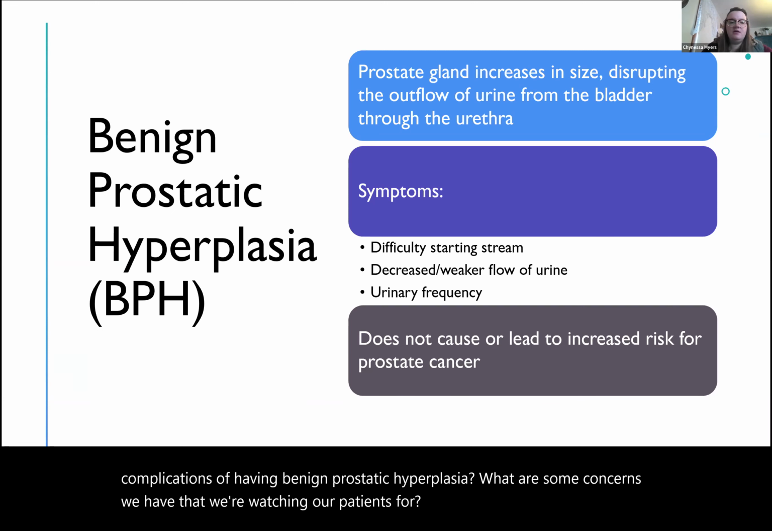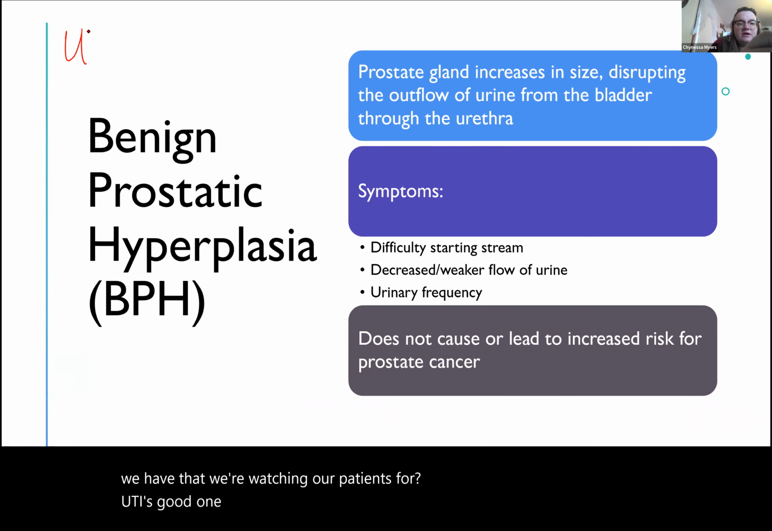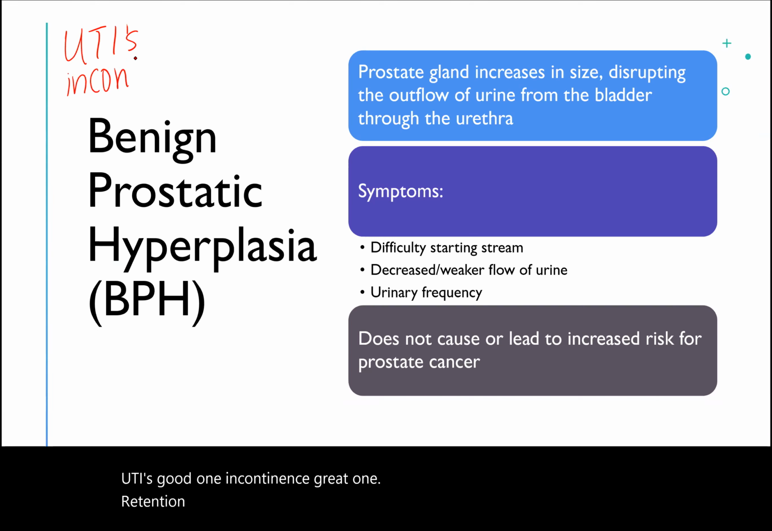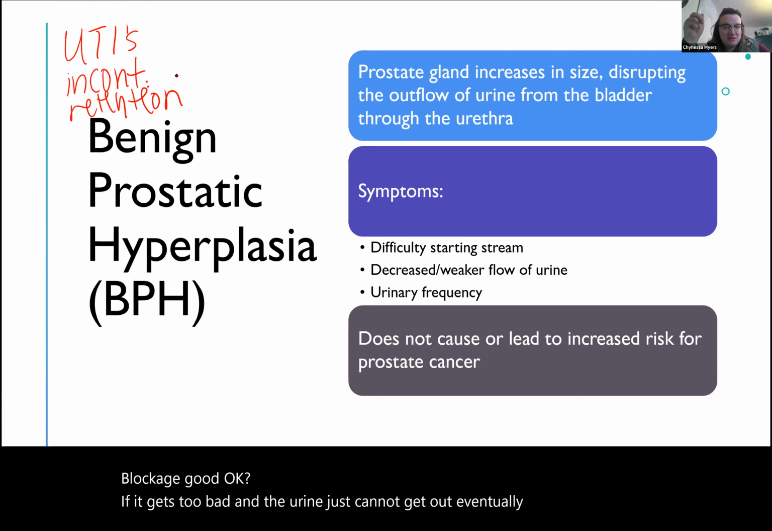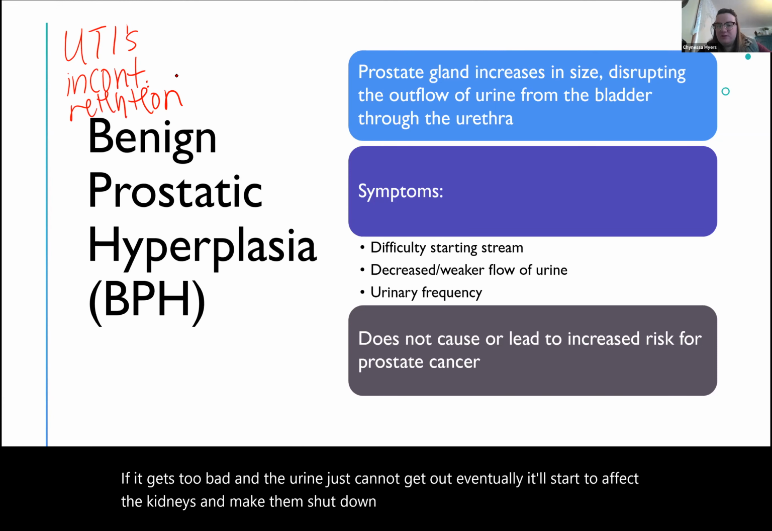UTIs, good one. Incontinence, great one. Retention? Urinary retention. Blockage, good. Okay. If it gets too bad and the urine just cannot get out, eventually it'll start to affect the kidneys and make them shut down too. So then we're looking at risk for renal failure.